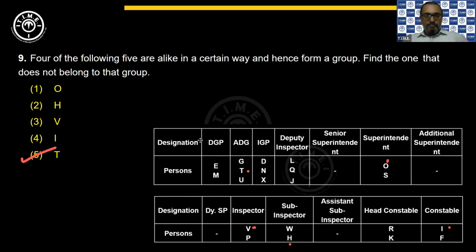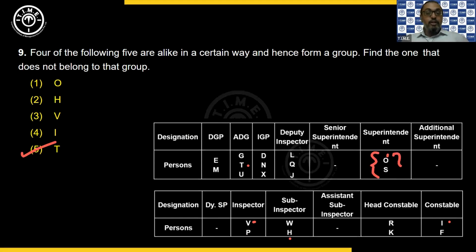Yeah, you can say that, Praful. No, it's not about the designations here. I will tell you, Lavanya. It is about the number of persons you have in each designation. See, O is a superintendent who has 2 persons. V is an inspector who has 2 persons. Then H is a sub-inspector who has 2 persons. I is a constable who has 2 persons. But whereas T is ADG who has 3 persons. So based on that, we can say it is T. I hope it is clear.